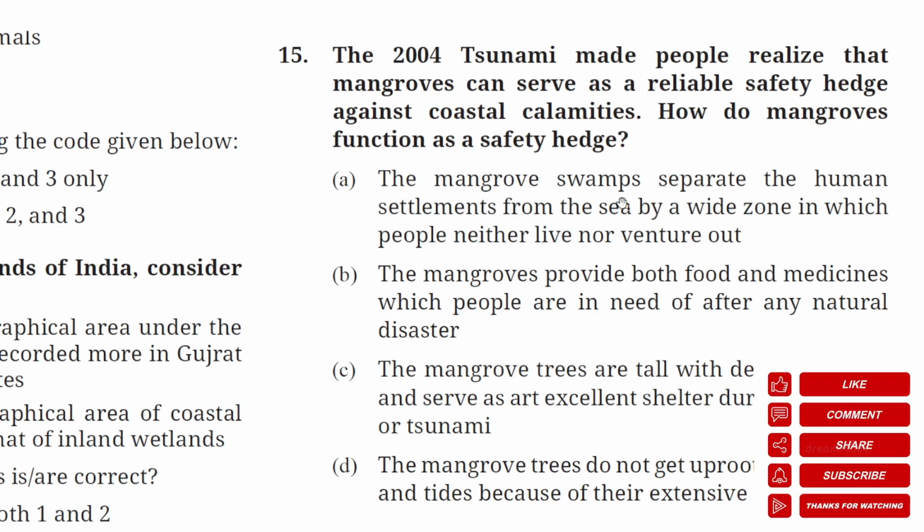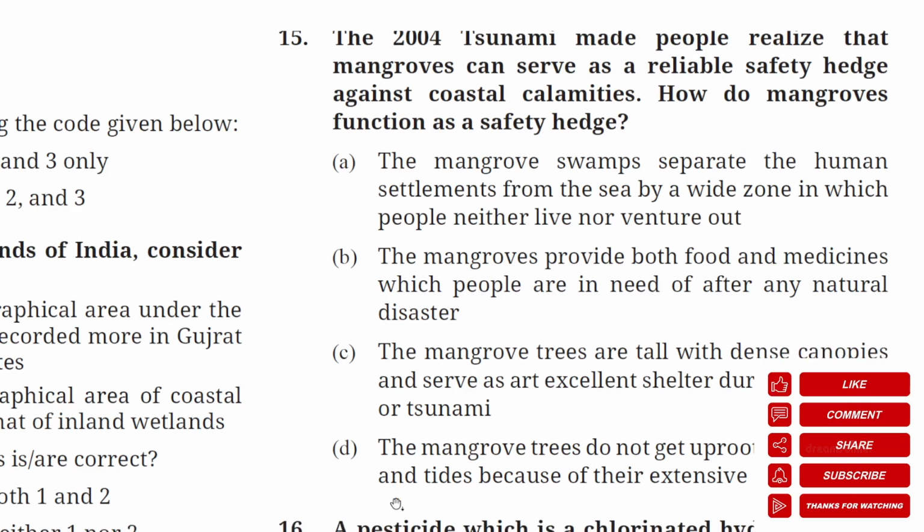The mangrove swamps separate the human settlements. No, mangroves provide both food and medicine. That is not the question being asked here. The mangrove trees are tall with dense canopies and serve as hot excellent. No, that is also not the question asked here. So the mangrove trees do not get uprooted by storms and tides because of their extensive roots, and that helps in the safety hedge process. Okay. So for question 15, the answer is D.